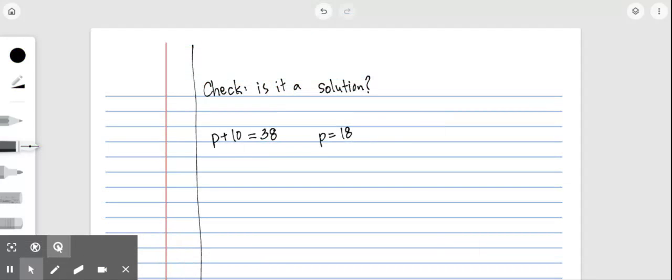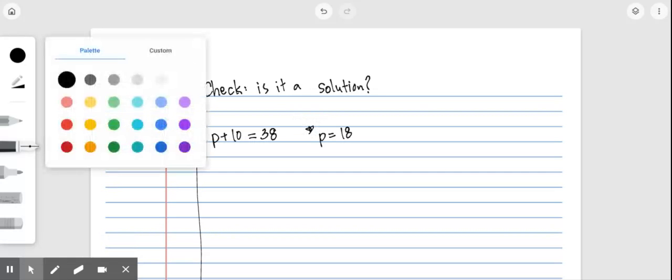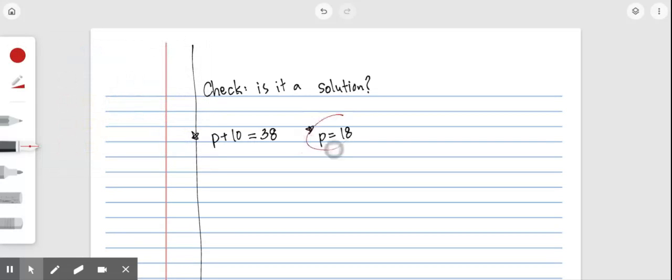All right, so we're going to check, is it a solution? My equation is p plus 10 equals 38, and my possible solution is p equals 18. So what we do to check is take that p equals 18 and substitute, which is something that we worked on a lot last quarter. Where there's a p, I'm going to plug in an 18. Now I've got 18 plus 10 equals, with a question mark because I don't know yet, 38. It is important that you put that question mark there because we're not sure if it's equal or not.